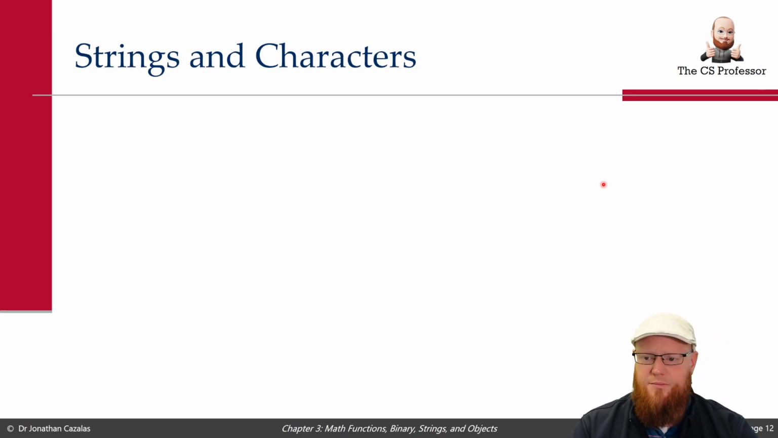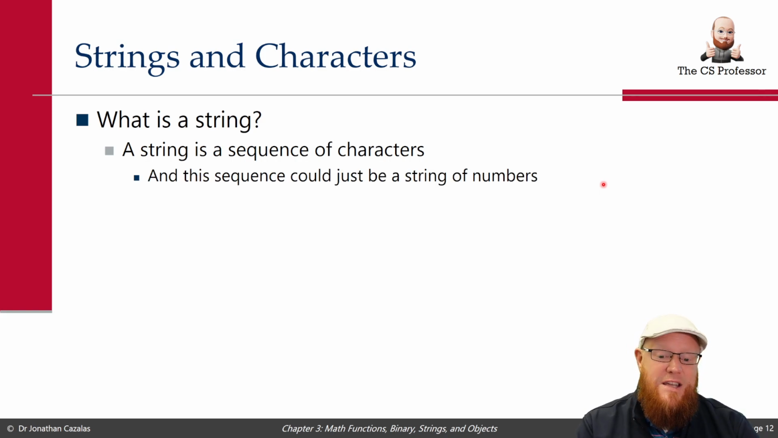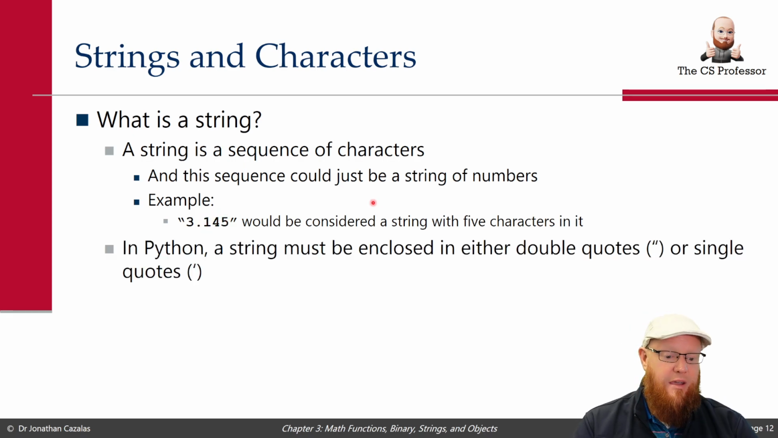All right, next thing. Strings and characters. What is a string? We've covered this. A string is a sequence of 0 or more characters. And this string could be a string of just numbers, 3.145. That's a string. And how many characters are in this string? 1, 2, the decimal is a character, 3, 4, 5. That has 5 characters in it.